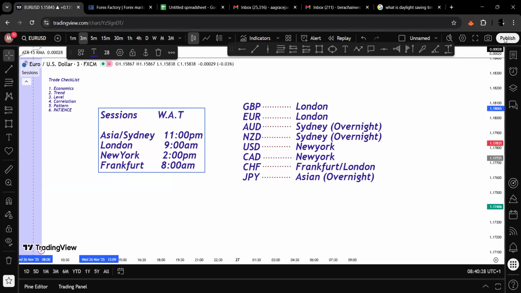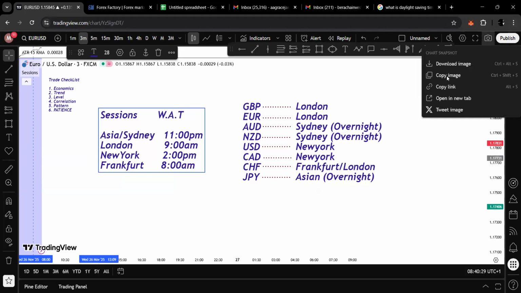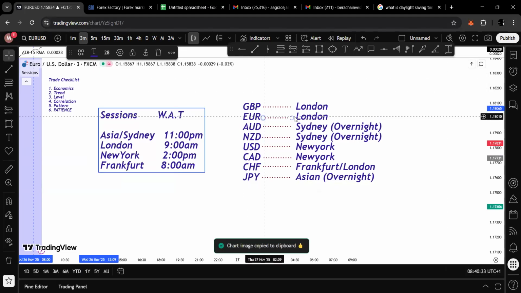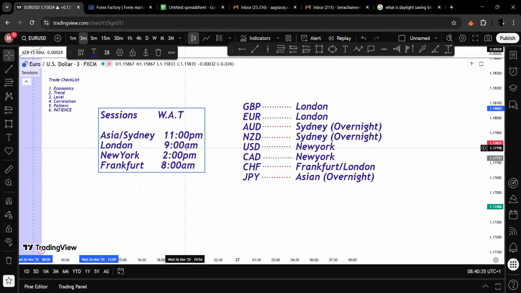So for me, I focus on Euro USD. So there is Euro, which is London session, and London session is starting by 9 a.m. to 5 p.m. or 6 p.m. Then there is USD, which is New York, and New York starts by 2 p.m.